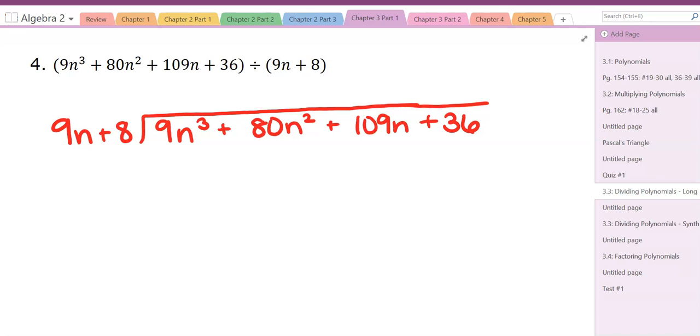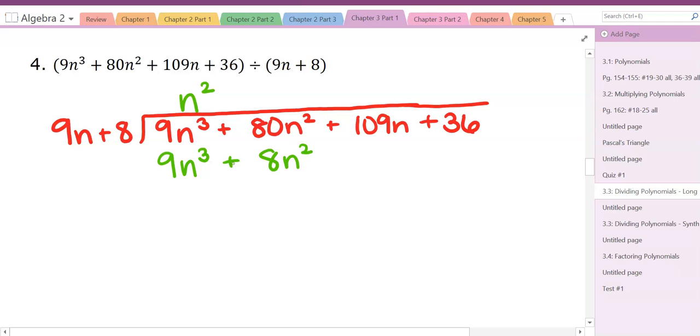Okay, so how would we go from 9n to 9n to the third? What'd you say? n squared. Okay, I don't need a 9 because I already have 9s. I just need to get my n to an n to the third, so we take it times n squared. So 9n times n squared is 9n to the third. And then what else do I need to multiply n squared by? The 8. So that would give me 8n squared. And again, it's positive.